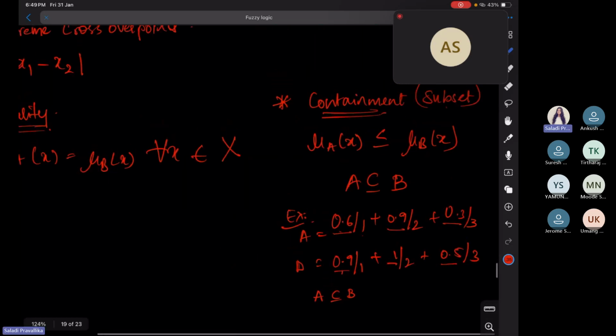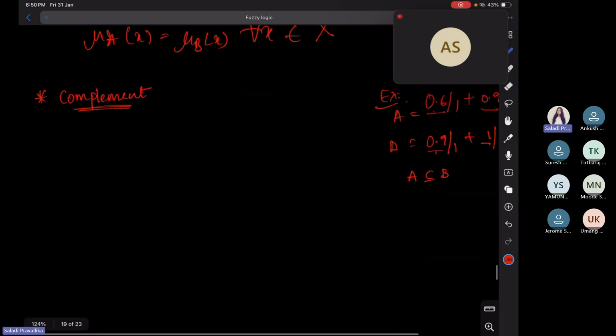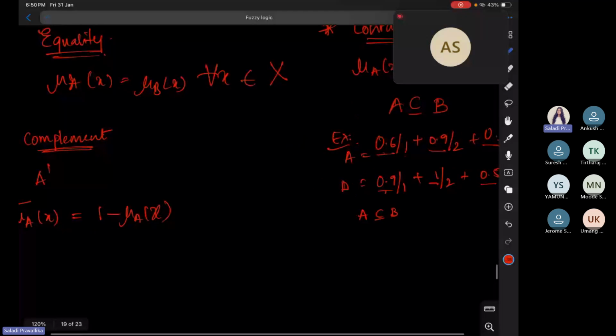Okay. Another one that I forgot is complement. In a normal classical set, we take the complement as the whole universe minus whichever set we are using, and we denote it as A dash. Here, what we are doing is taking mu of A bar of x is equal to 1 minus mu of A of x. So let us take an example for this.